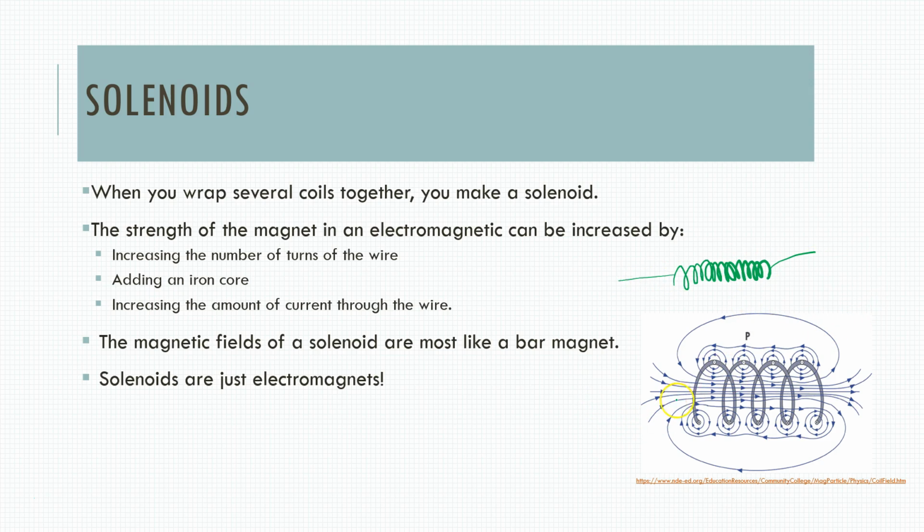If we added an iron core, if we took a piece of iron, like an iron rod, and put it in the middle here, and then wrapped the coil around it, that would make it even stronger. Or if we increase the current going through the wire, so if you can picture 6 volts going through this wire and coming out on the other end, and we change that out for 12 volts, that would make an even stronger electromagnet, because if we increase the voltage, we're going to increase the current. And again, the magnetic fields are most like a bar magnet.